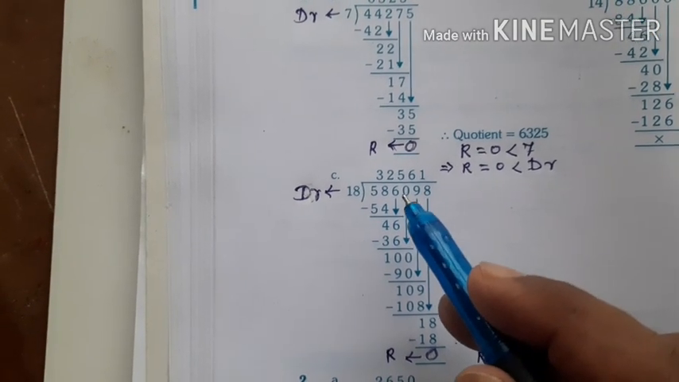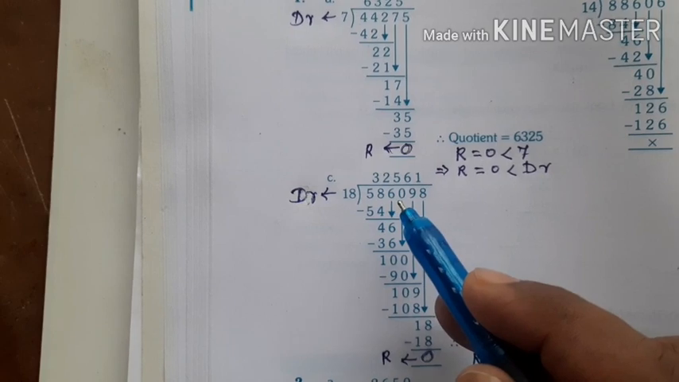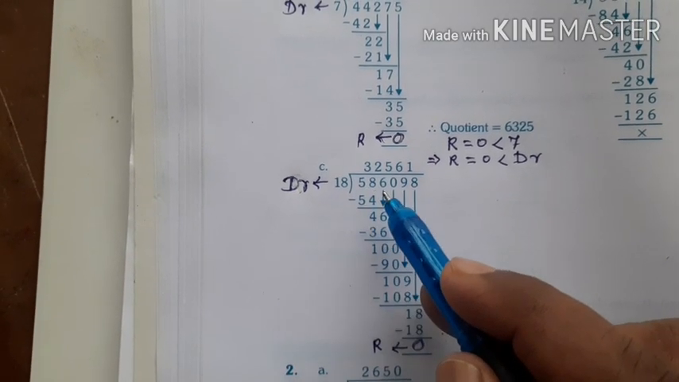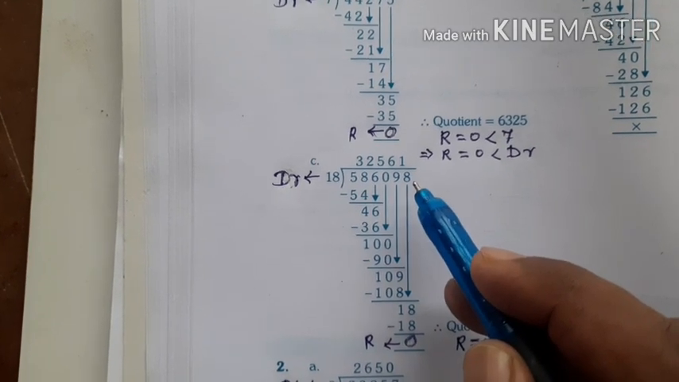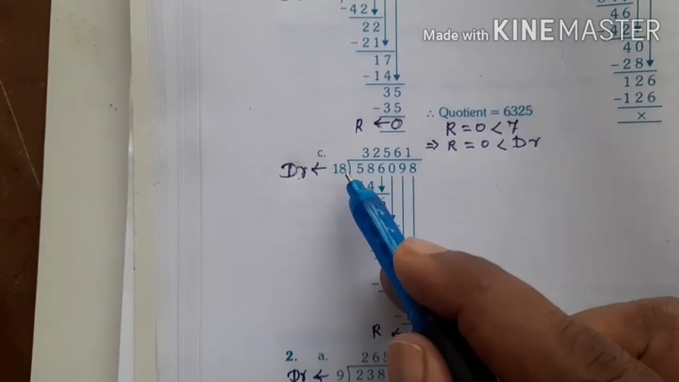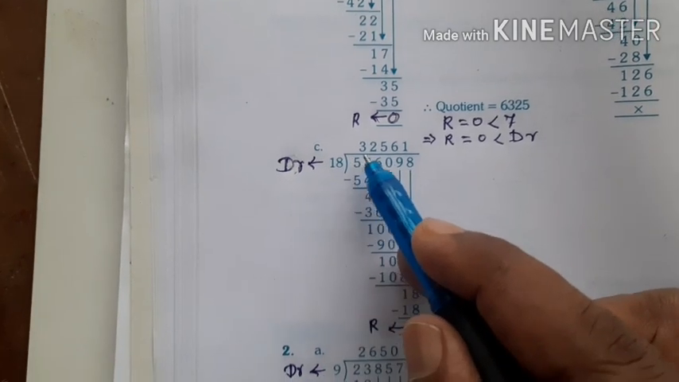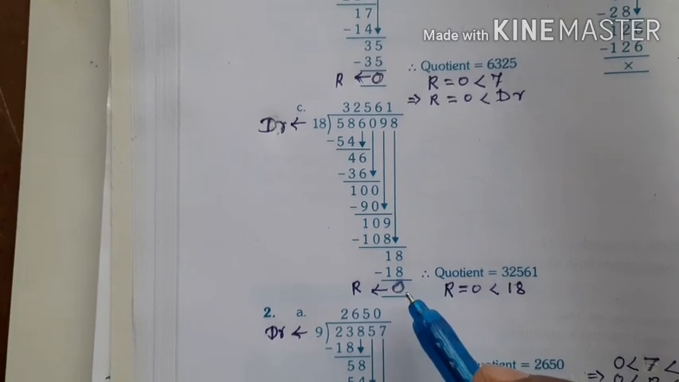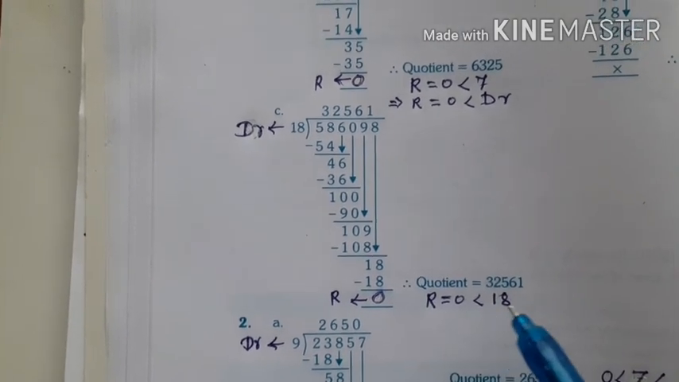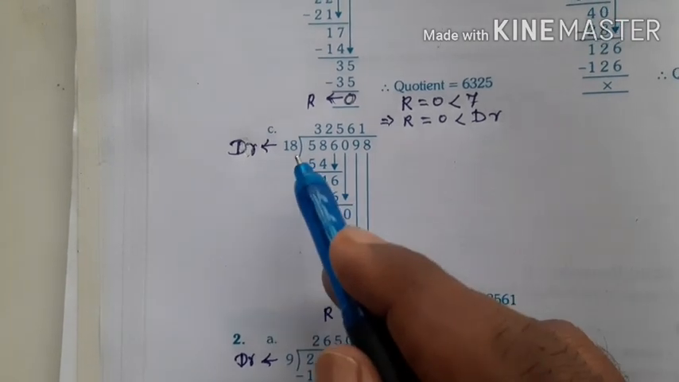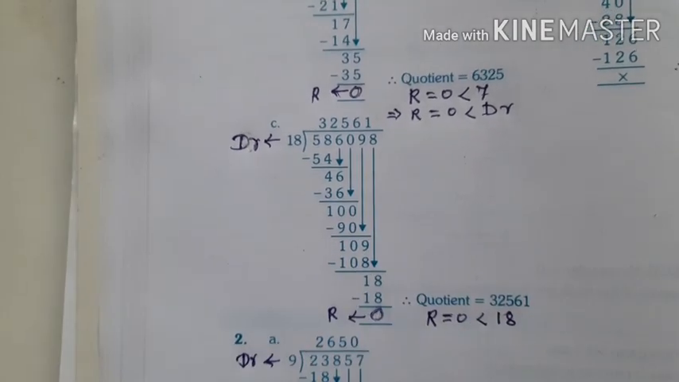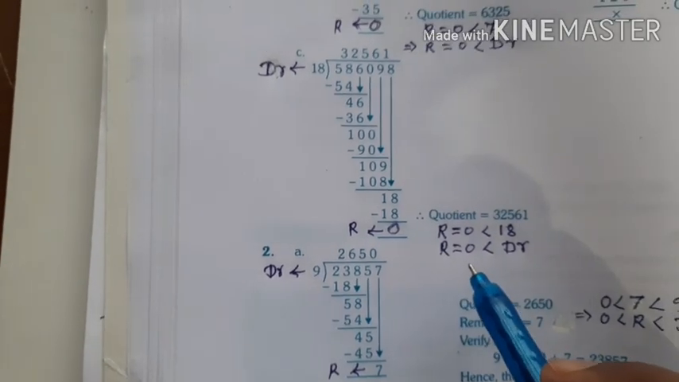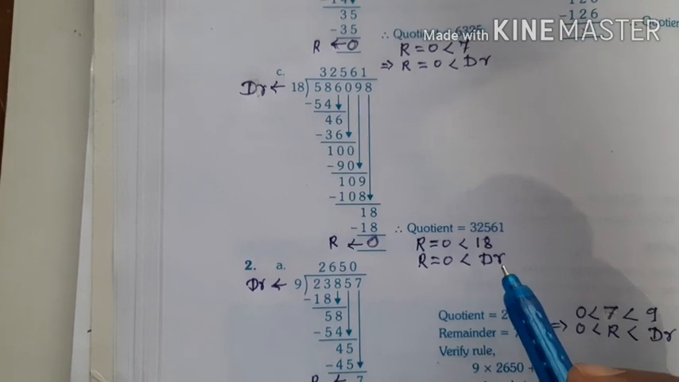Look at one more example here, children. 5,86,098 is divided by 18. Here 5,86,098 is the dividend and 18 is the divisor. When we divide this number by 18, that time the remainder is 0. Therefore, here in this division, remainder is equal to 0, but it is less than 18. Less than 18 means what is 18 here? 18 is the divisor. So children, in this division, remainder is equal to 0 but less than divisor.